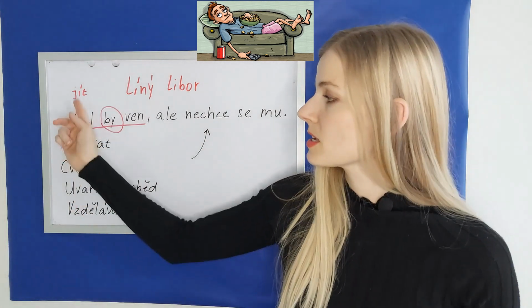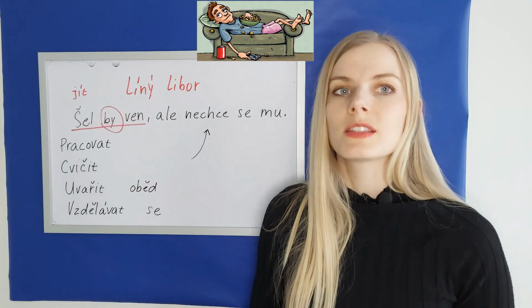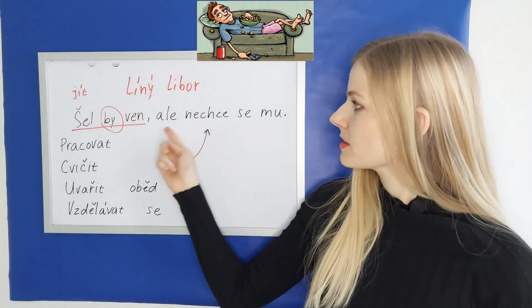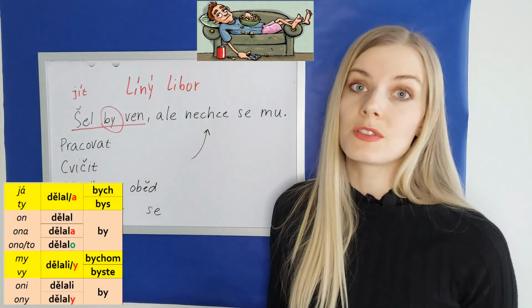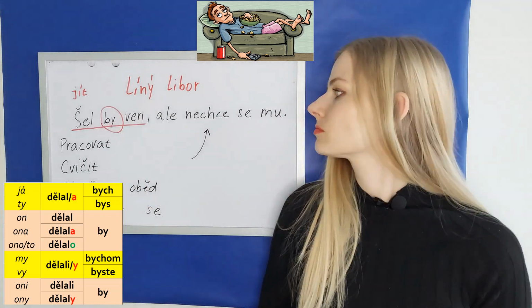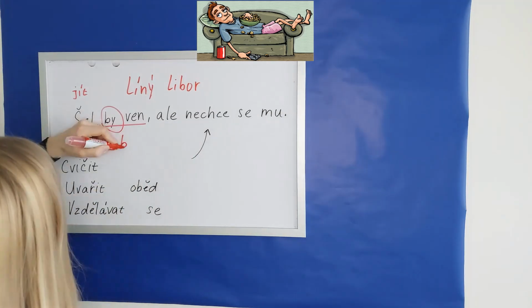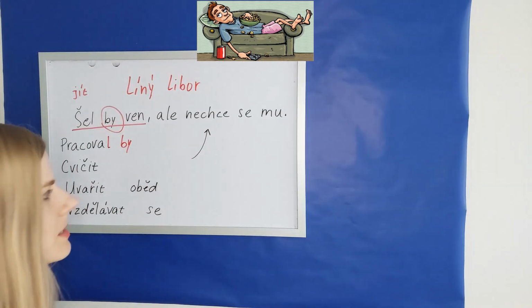Šel by comes from jít. Now, what would happen with the verb pracovat? Say, he would work, but he doesn't feel like it. This sentence will stay exactly the same. So use the third person singular. You can have a look at the chart. Pracoval by, ale nechce se mu. He would work, but he doesn't feel like it.